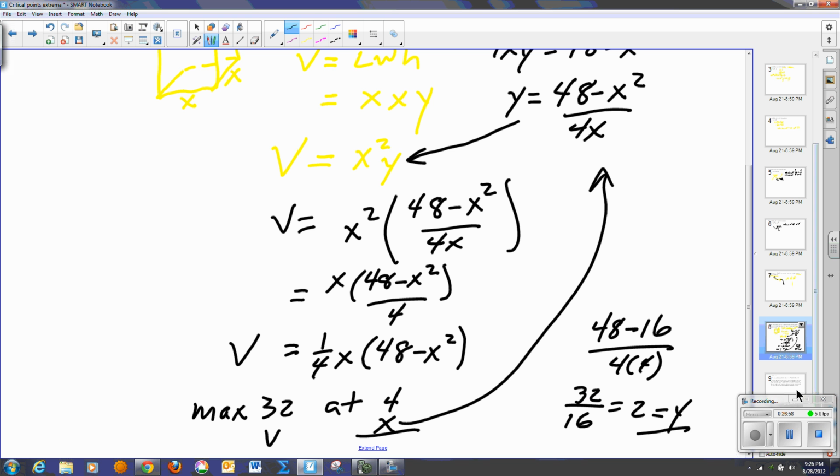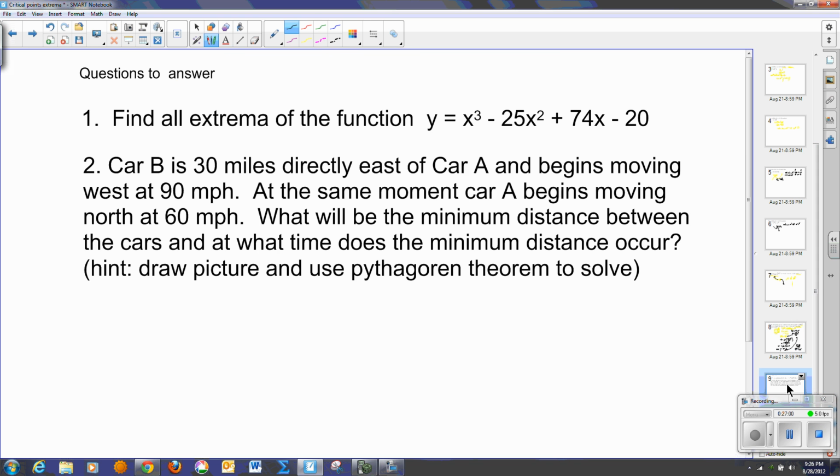Again, another long one today. Here's the questions for you to answer. Find the extrema of this function, and then do your best to try and solve this max-min word problem. We'll see you tomorrow.